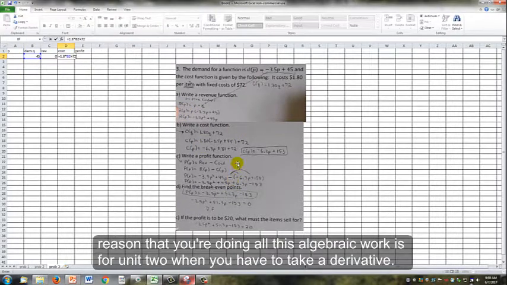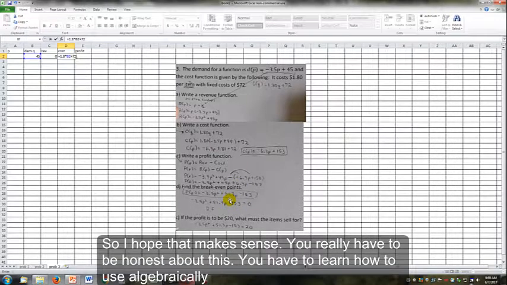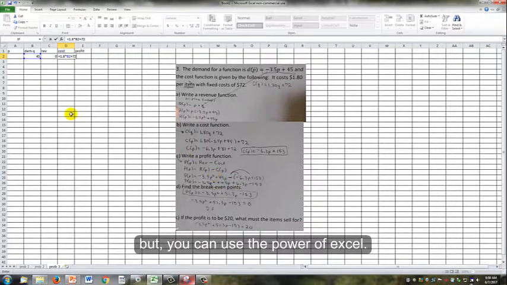Now remember, the reason that you're doing all this algebraic work is for Unit 2 when you have to take a derivative. So I hope that makes sense. You really have to be honest about this. You have to learn how to do this algebraically, but you can use the power of Excel.